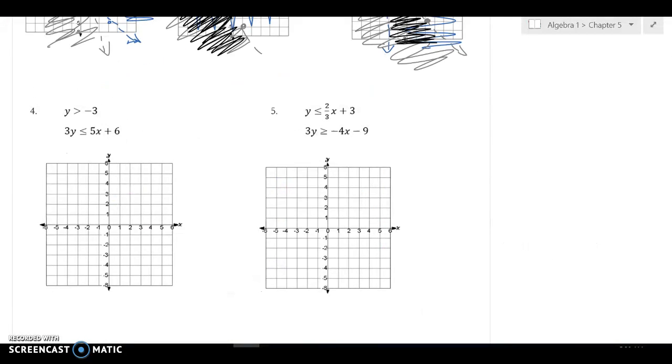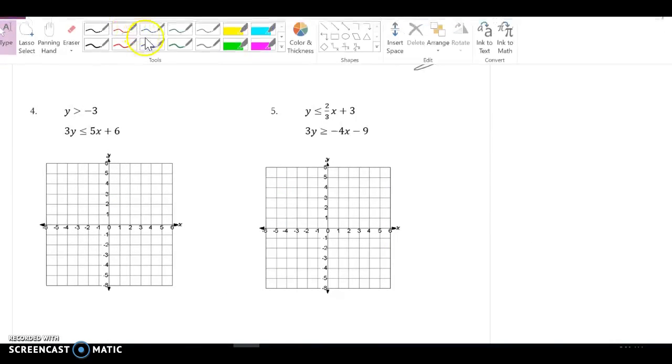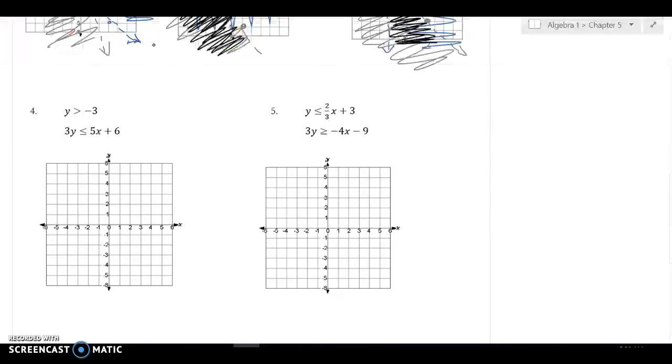Okay, what I'd like you to do is try number 4 and 5. And then when you think you have it, check your answer. Okay, so hopefully you got them and you understand what's going on.